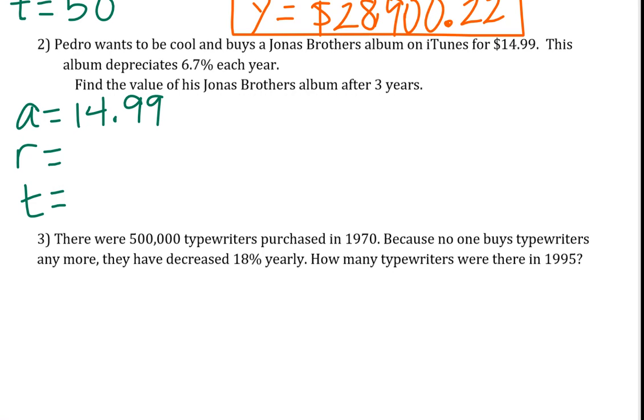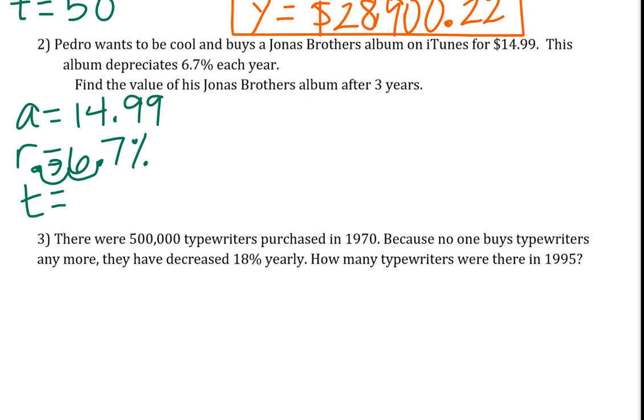What's my rate that it's going in? 6.7%. But I need that to be a decimal. Now, even though there is a decimal there, it's still a percentage, okay? So we still have to move that decimal 2 places to the left, or you can take 6.7 and divide it by 100. So 2 places to the left, 1, 2. In that second place, we're going to put in a 0.